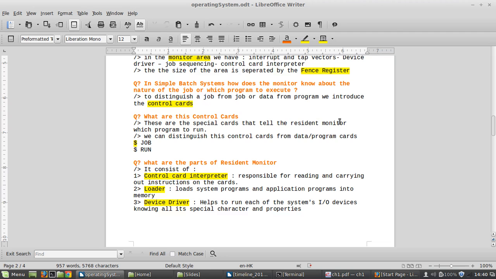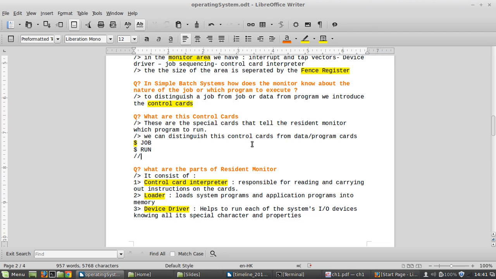And what are these control cards then? These are special cards that tell the resident monitor which program to run. Mostly they act as a helper to our resident monitor, because the resident monitor is something that is going to transfer the control to the job. But which job has the priority, which job to perform, and how do you distinguish a job from data? The resident monitor must understand if it is a job, to transfer control. Among all the statements, you need to distinguish whether it is a job or it is data.